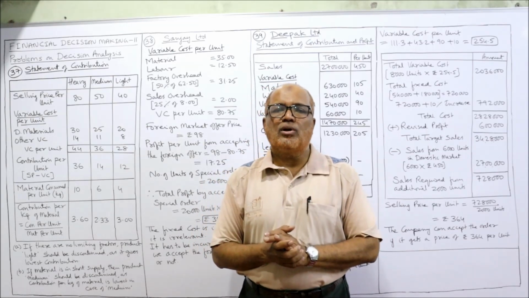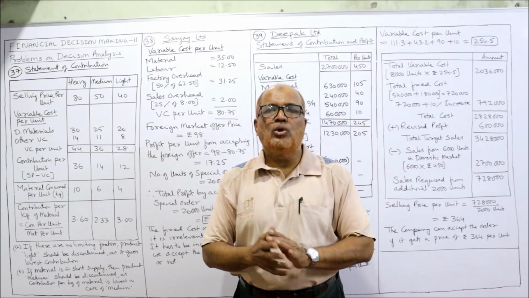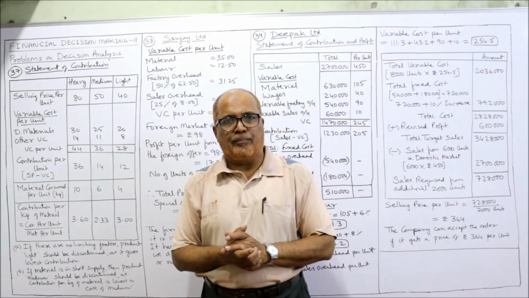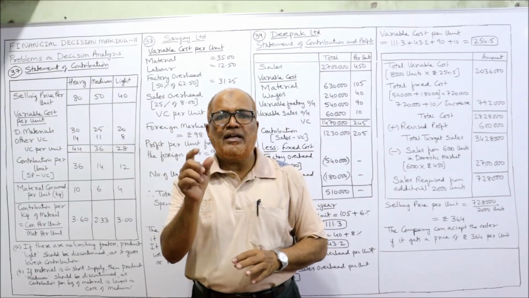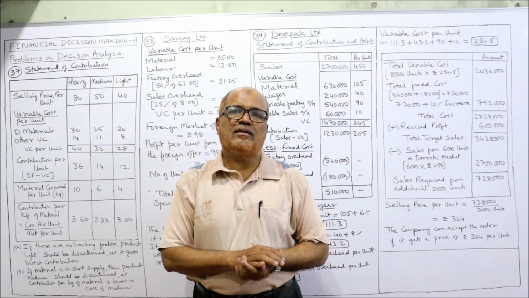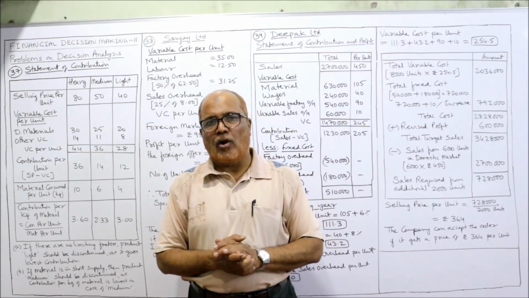So here the company wants to drop one product. If there are no limitations, no key factor, no limiting factor, then which product should be dropped? Second question, if material is in short supply, that means there is a limiting factor. Material is the limiting factor. In that case, which product should be dropped?